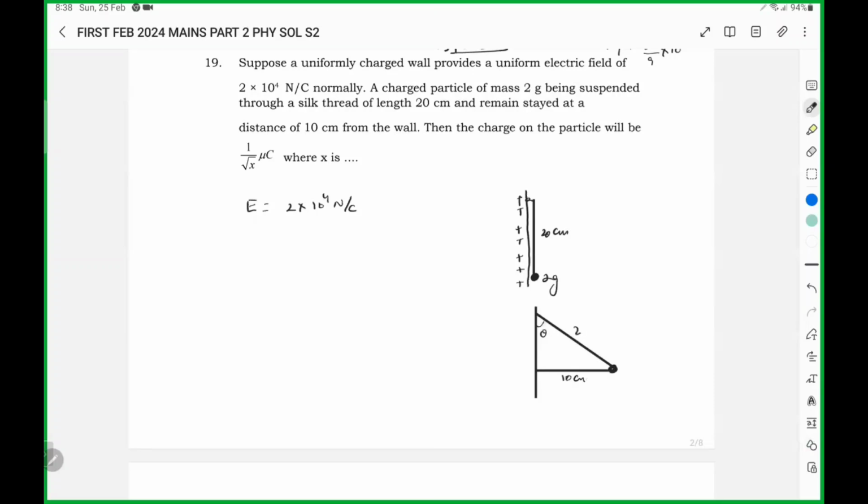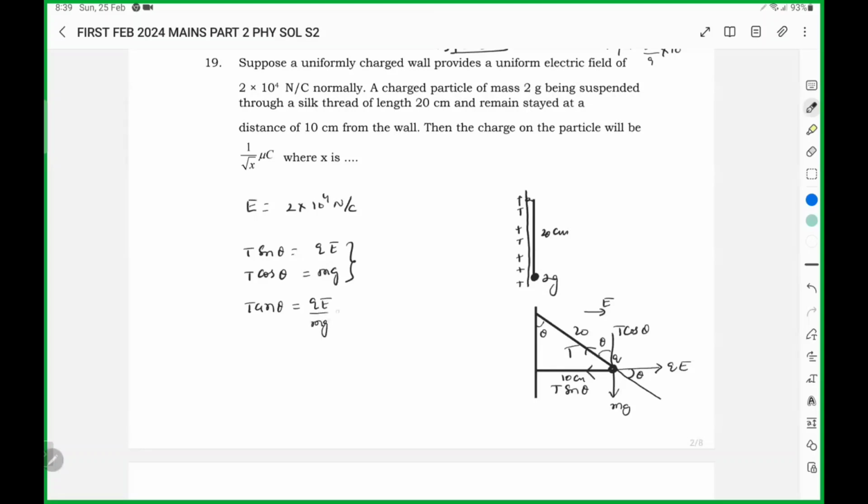Let us say this is theta. Here is the length of the silk thread. So let us extend this. It is a charged particle. Here is the electric field. Force acting towards right, QE. Tension is developed in the string. The tension component is balanced by its weight. Its horizontal component T sine theta. T sine theta here is QE. T cos theta is mg. From this, tan theta here is QE by mg.